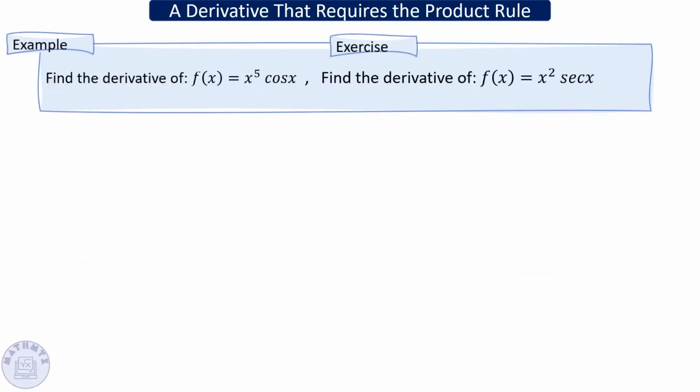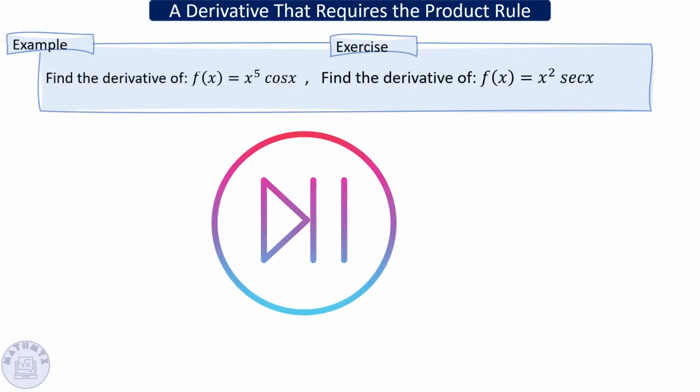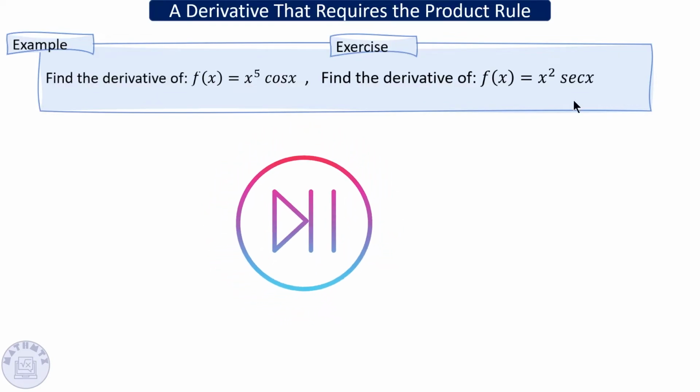Now let's take a derivative that requires a product rule. So in here, find the derivative of x power 5 cosine of x, and another question, x squared times secant of x. Pause the video, try to do it on your own, and then come back to check your answer.